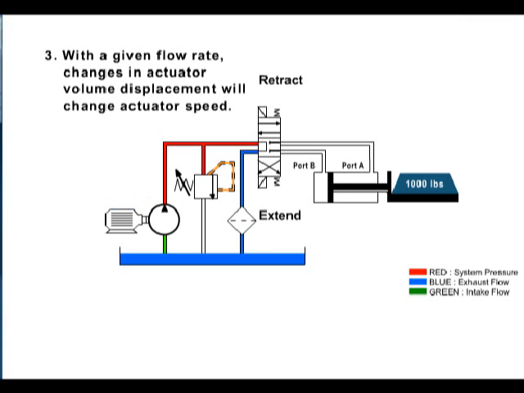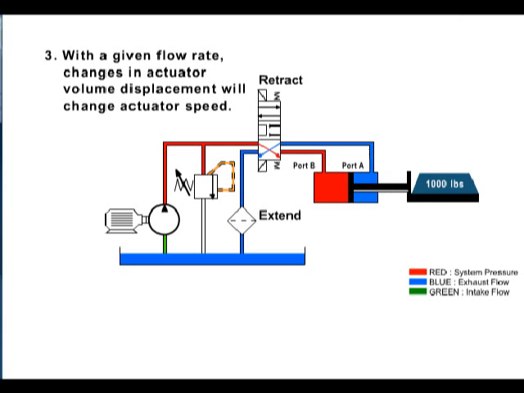Principle 3. With a given flow rate, changes in actuator volume displacement will change actuator speed. With less volume to displace, the actuator will cycle faster. For example, there is less volume to displace when we retract because the cylinder rod occupies space, diminishing the volume to be displaced. Notice the difference in speed between extend and retract.